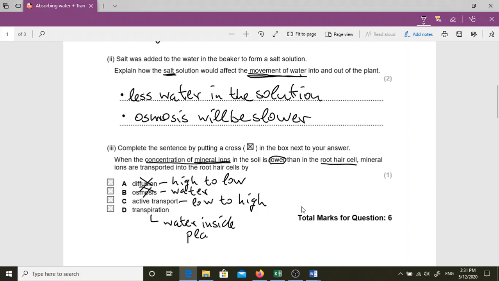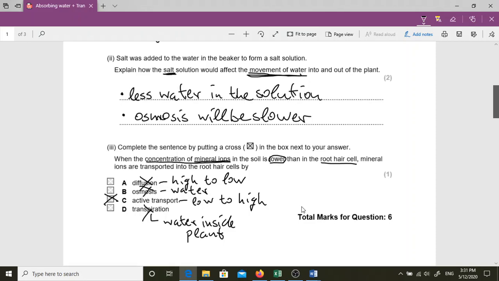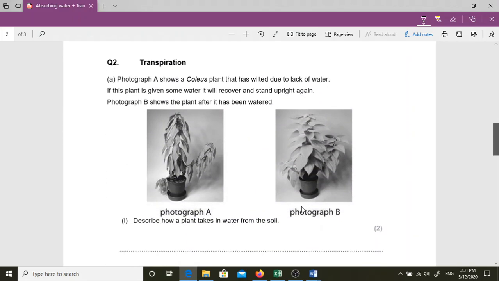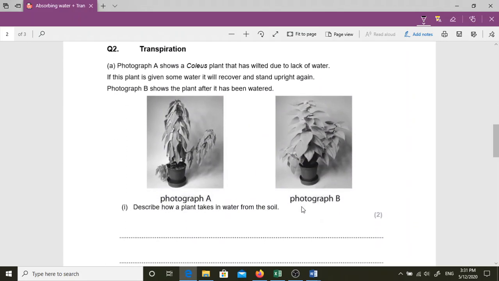And as I said earlier, we're not actually talking about water here. We're also not talking about what is going on inside the plant, so it can't be transpiration either. So the correct answer here is active transport. Now we're going to move on to the next question, which is about transpiration.